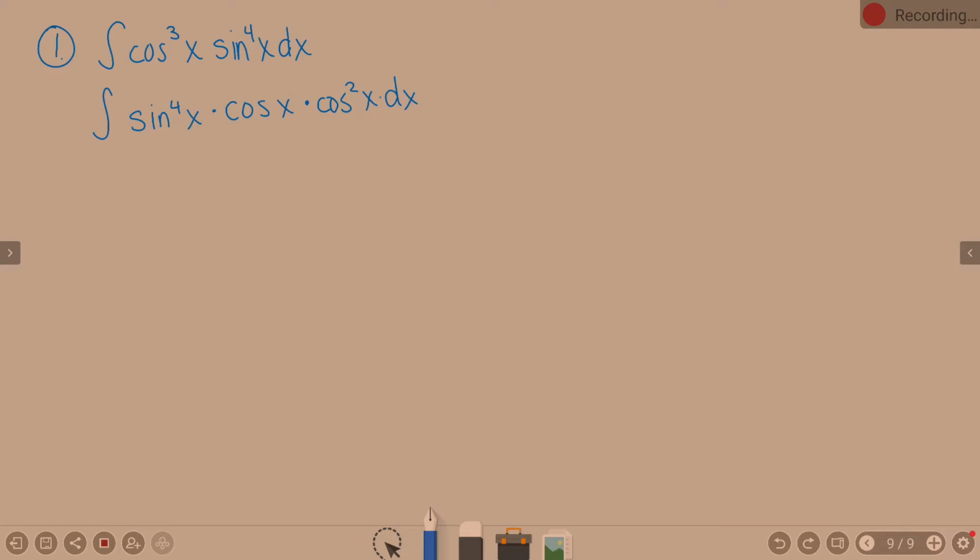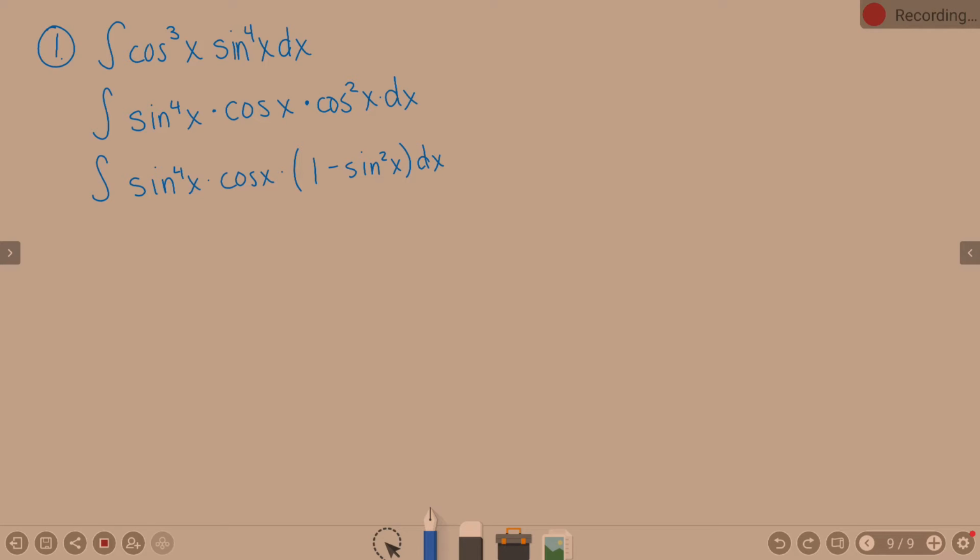Now, we have an identity for cosine squared that we're going to replace it with. In the meantime, sine to the fourth x and cosine x are going to stay the same. What do we know about cosine squared x? Yeah, 1 minus sine squared. That is the Pythagorean identity that sine squared plus cosine squared is 1. So cosine squared is 1 minus sine squared x, times dx.